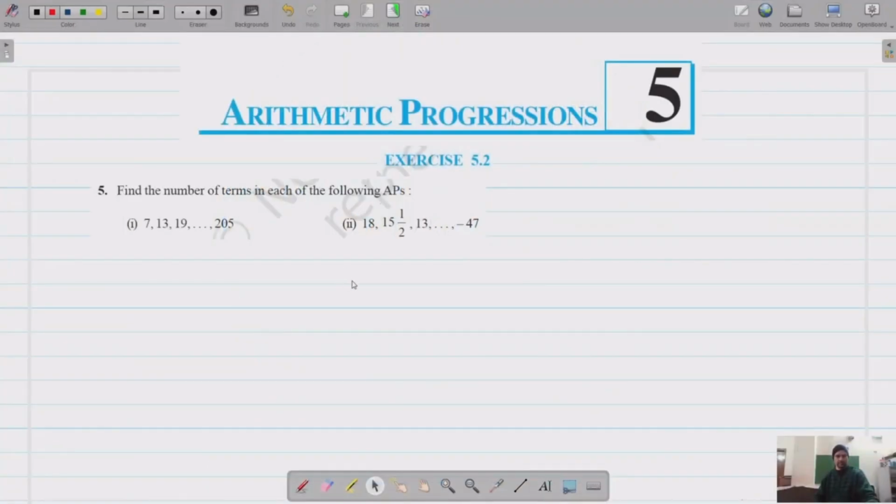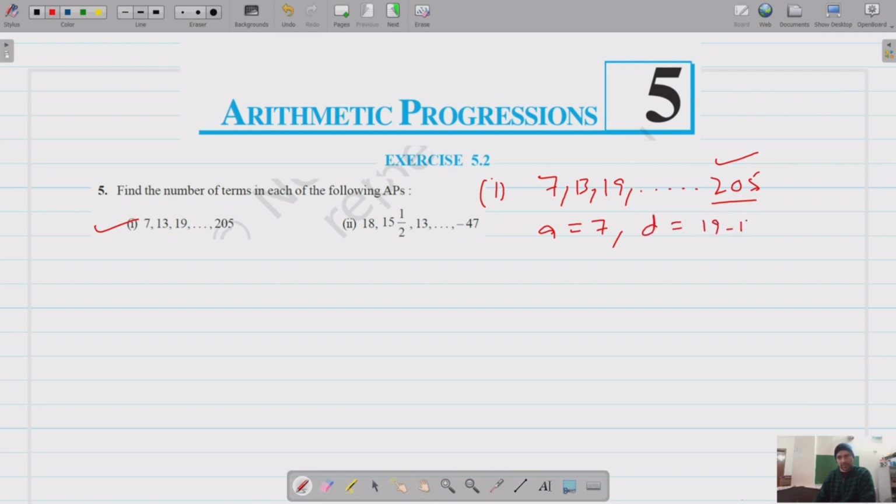So for question number 5, we have to find the number of terms in each of the following APs. And the first one is 7, 13, 19, 205. So if we are able to find the number of this term, because this is the last term, that will give us the number of terms in this AP. So in this case, A is 7 and D is 19 minus 13, it's 6. So let this be the nth term of an AP.